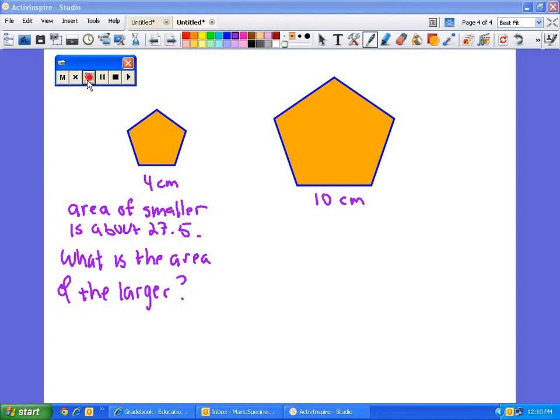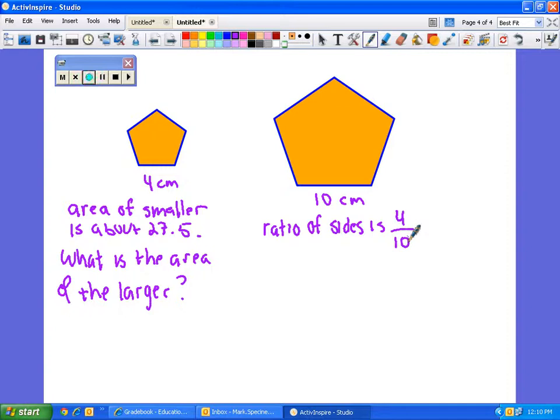Okay, so the first thing that we need to do is set up our ratio of the area. Actually, before we go to the ratio of the area, we should set up the ratio of the sides. So what is the ratio of the sides of these two pentagons? 4 over 10. All right, so the ratio of the sides is 4 over 10, and I can simplify that to 2 over 5. So that is the ratio of the sides.